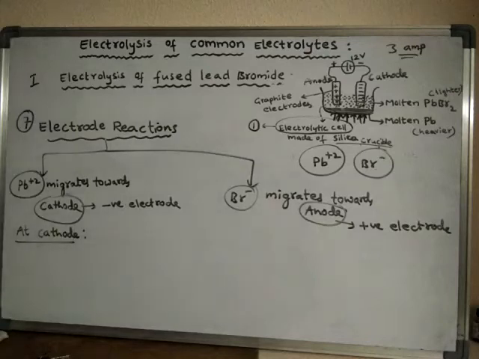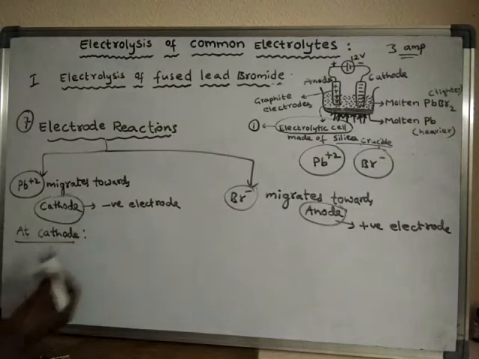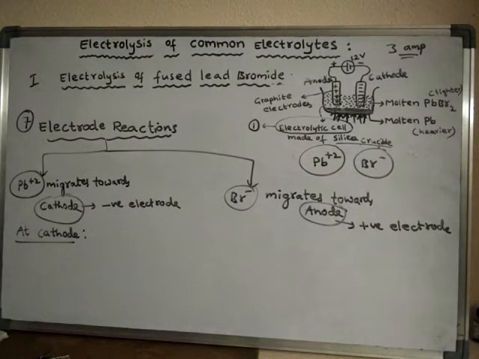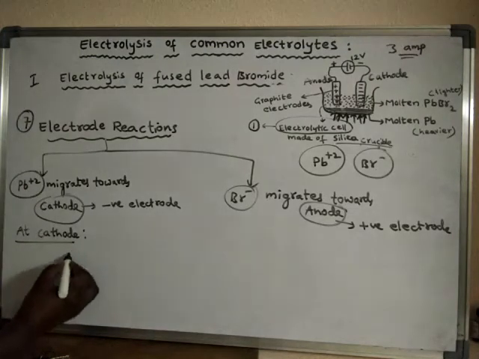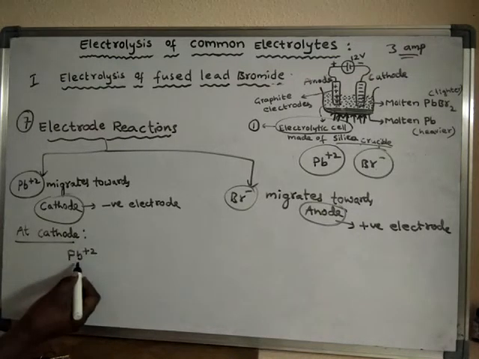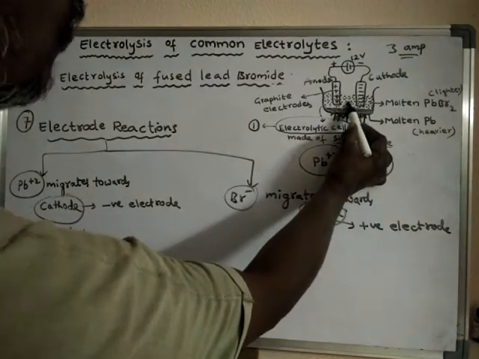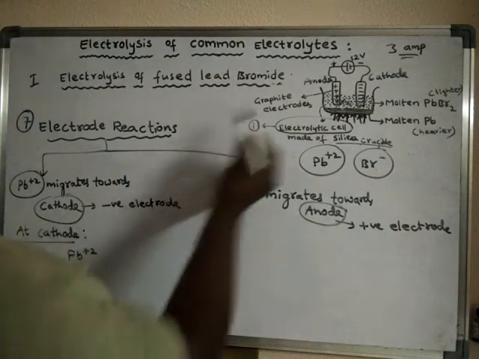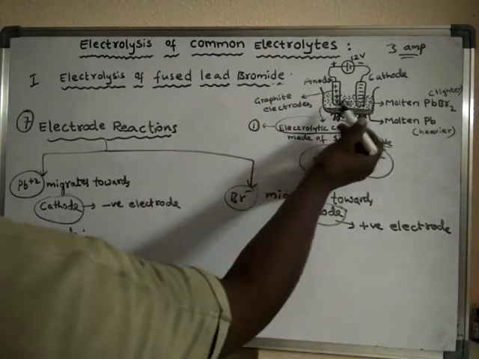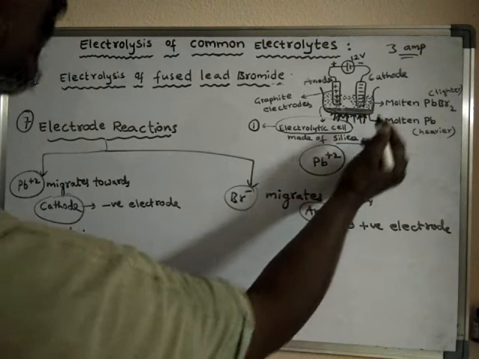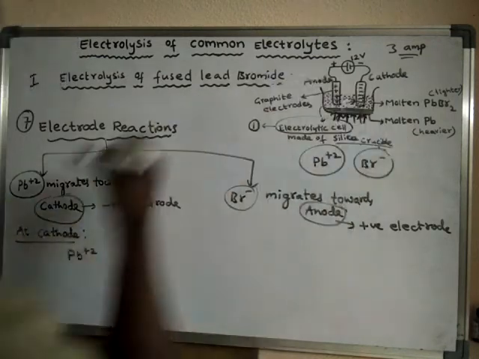So at the cathode, what happens? As the cathode is a negative electrode, it will try to give electrons to this lead ion. Here in the solution you will find lead ions. Lead ions will move towards the anode, sorry. Lead ions are positive ions, they will move towards the cathode.